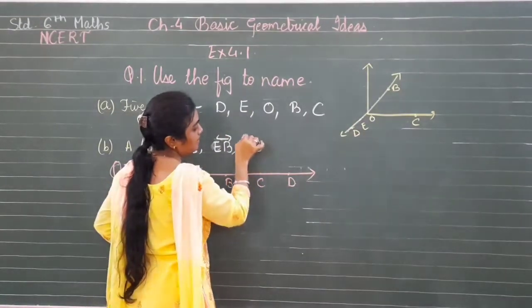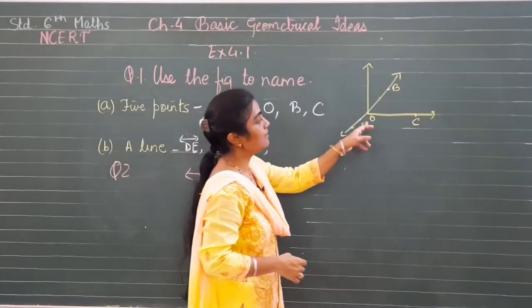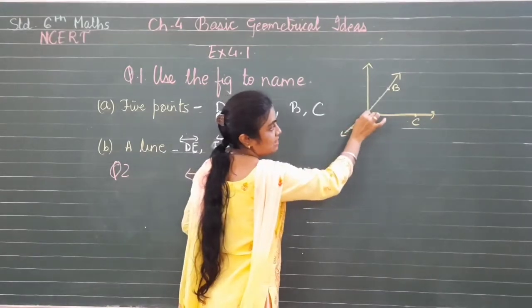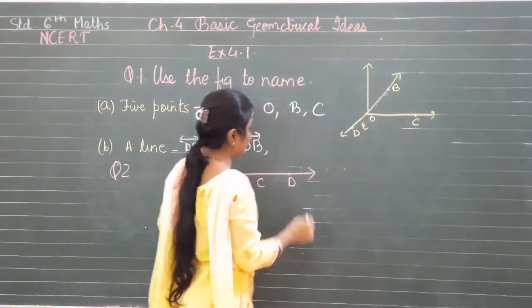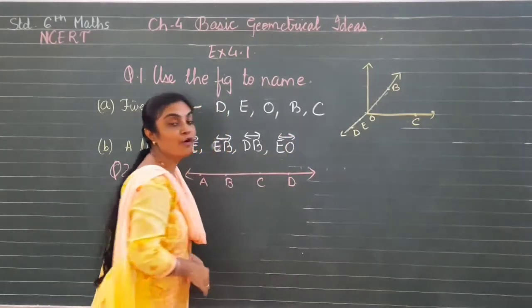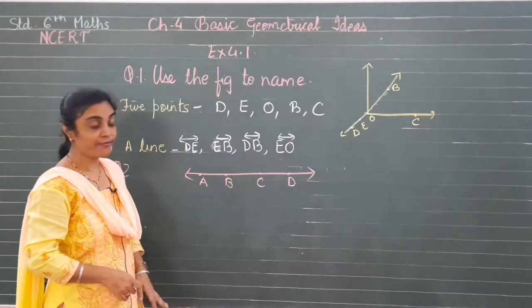Then line DB, this can also be extended on that side too. So line DB. Then let us see EO. This side it can be extended and this point can also be extended. So line EO will also form a line. There are other lines also we can form.